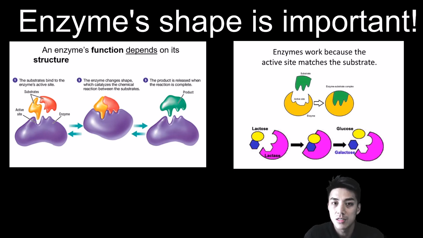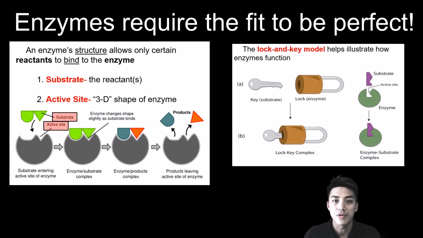Enzymes require the fit to be perfect. Otherwise, there's no chemical reaction that occurs. This is often compared to the lock and key model, where the substrate acts as the key and the enzyme is the lock. If there's a perfect fit, a chemical reaction takes place and there's products that are made.